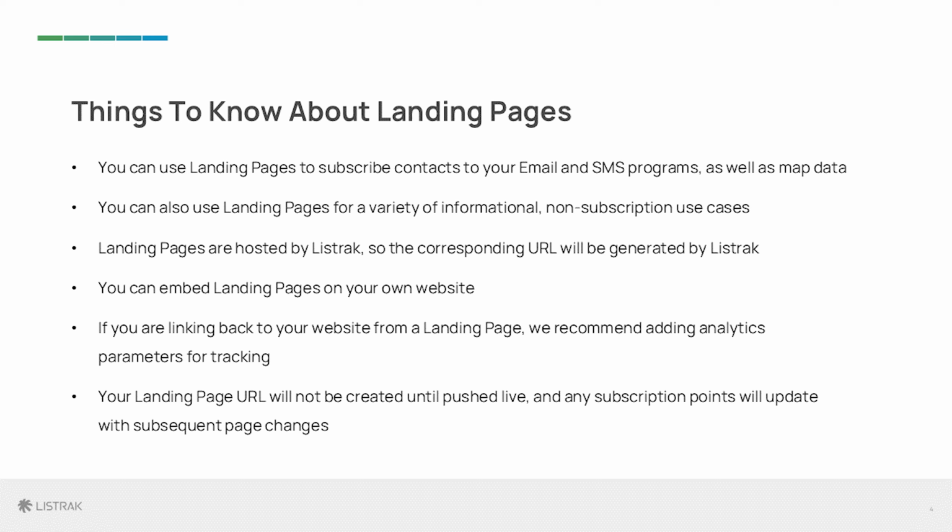Landing pages are hosted by Listrak, so the URL will be a Listrak branded URL. You'll be able to add some key information on the end of that URL to identify what landing page it is, but it will have Listrak branding. You can embed those landing pages into your website via an iframe. So if you don't want it to live just on a Listrak hosted page and you want it to live on your site somewhere, you can utilize an iframe to embed that landing page on your website.